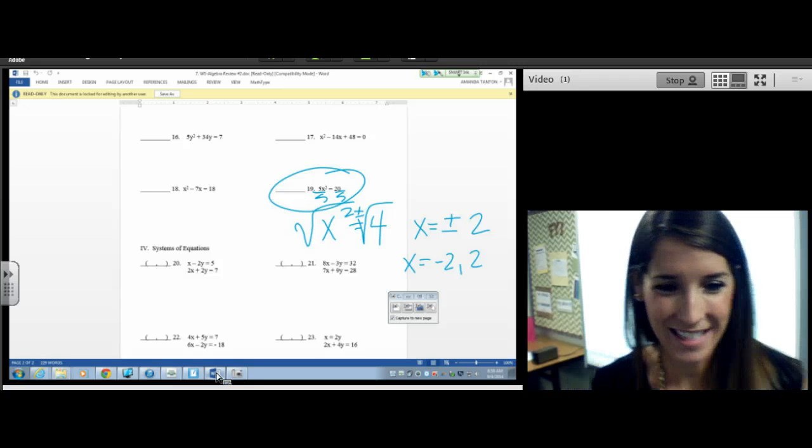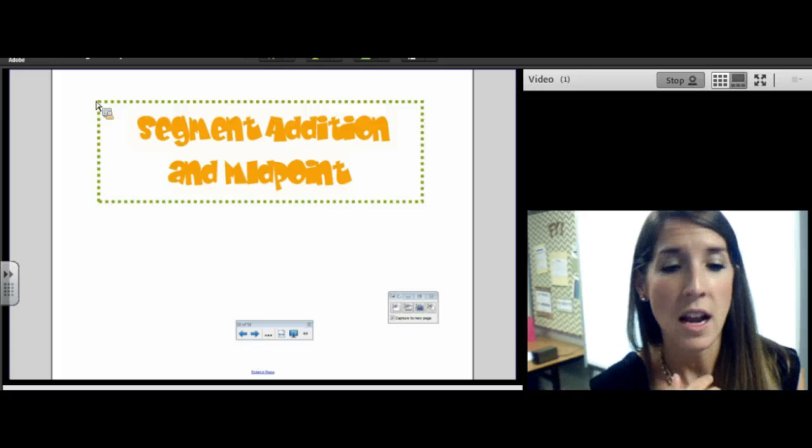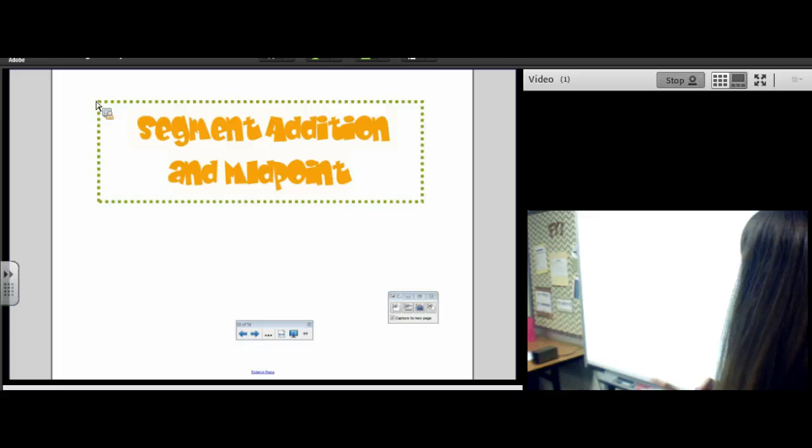We need to start on our lesson today. Segment addition and midpoint. If you want to get some notes out, if you want to take notes, you can. And if you want to just watch, you can totally do that as well.